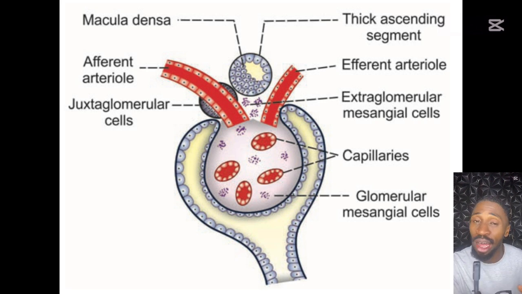So they are scattered around the glomerulus. They are not close to the Bowman's capsule, and they are not close to the renal tubule. They are just on the glomerulus, and the function is localized to the glomerulus of the nephron.